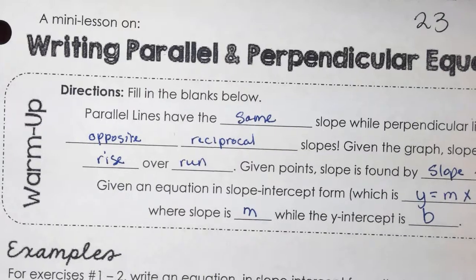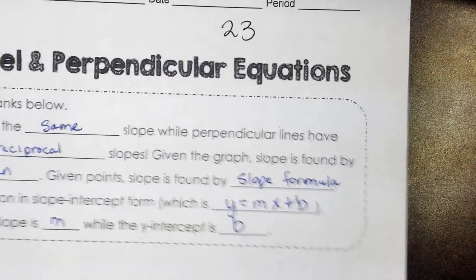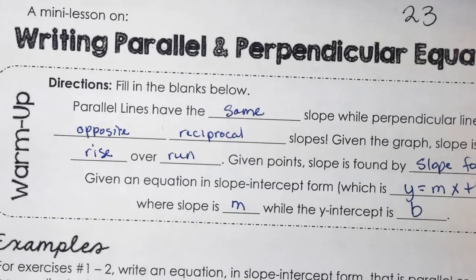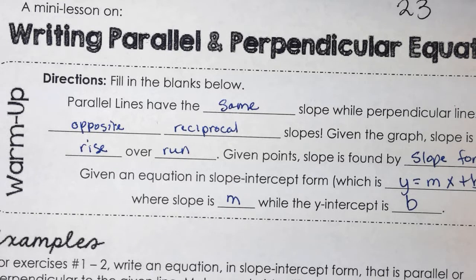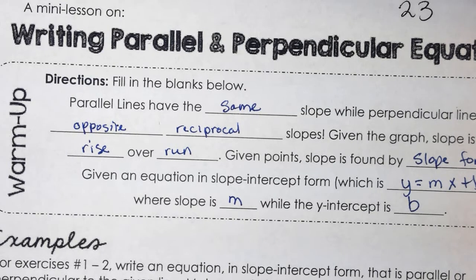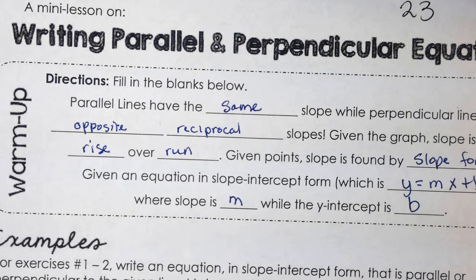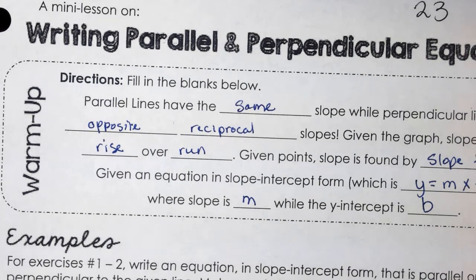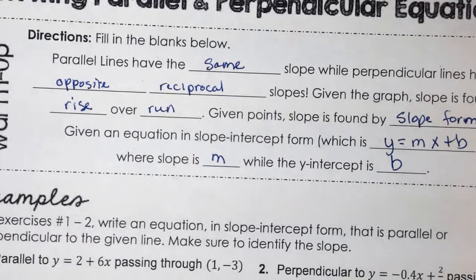So this is writing parallel and perpendicular line equation notes. It's a little mini lesson. It's pretty quick because it's based on your last lesson. Once again, that's why it was important for you to do your practice and home learning that I sent you home with. If you didn't do it, don't be surprised if you have some issues today.